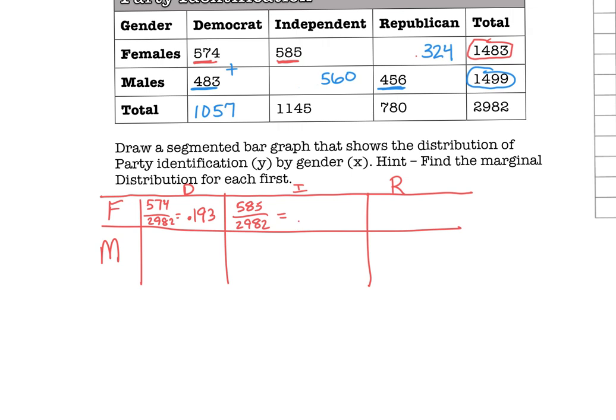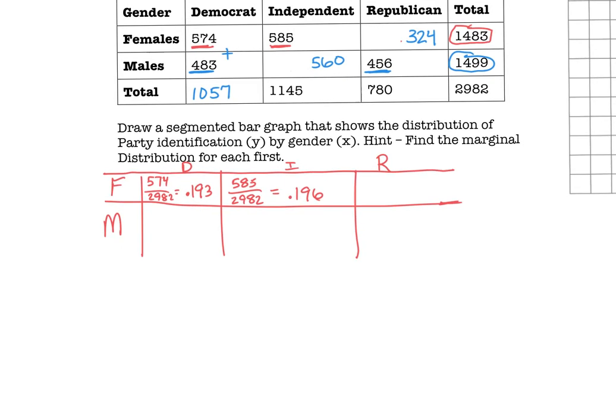that's 0.196. So Ms. Mosher is going to pause this video again and let you finish making your chart. Just divide every number that you have from up top and divide it by the total 2,982, and then she'll play the results.